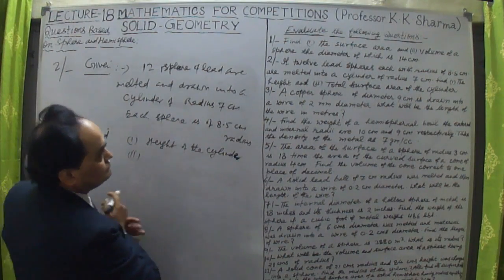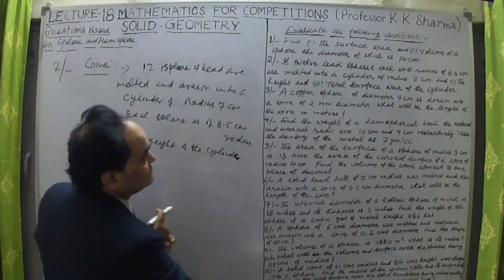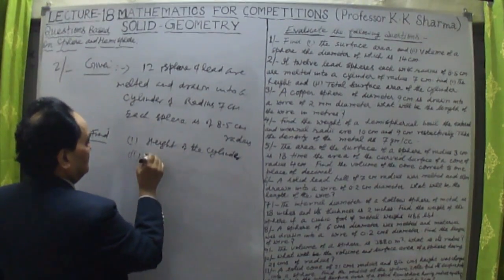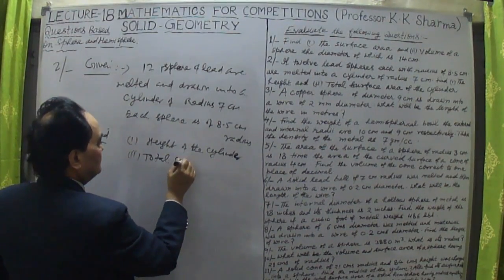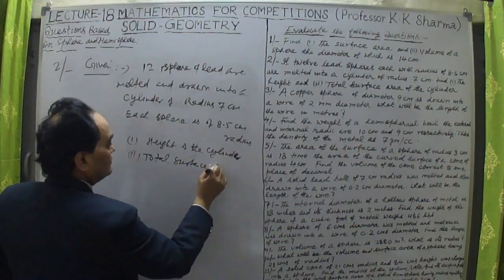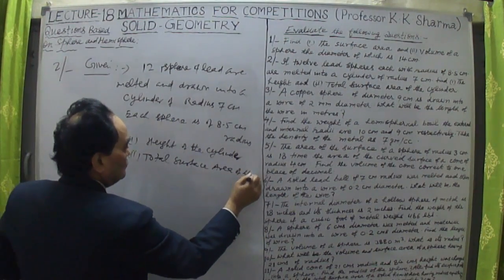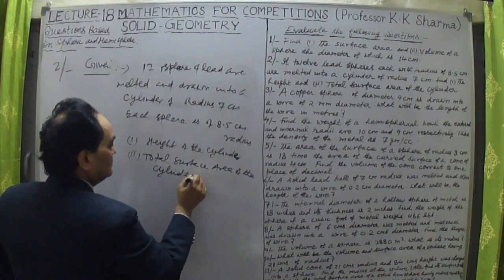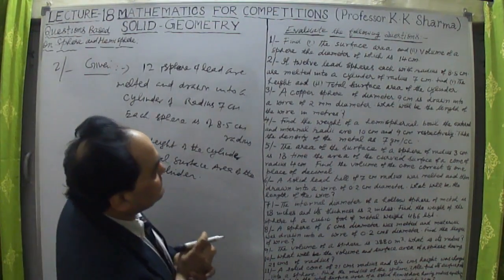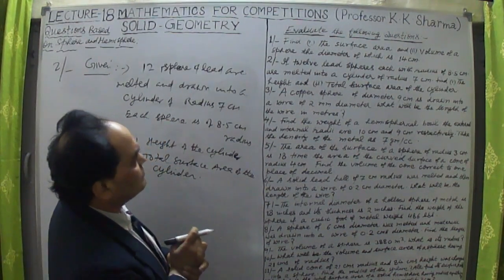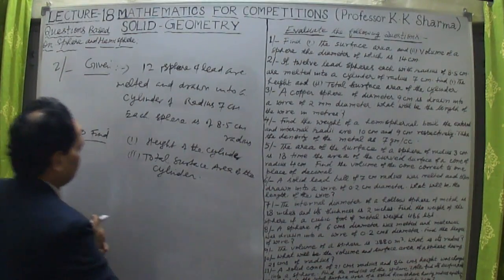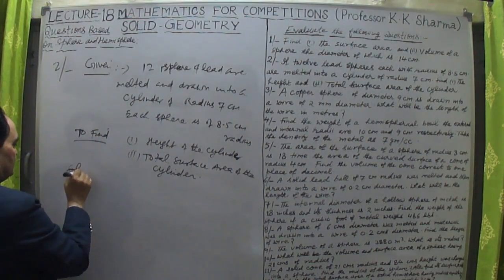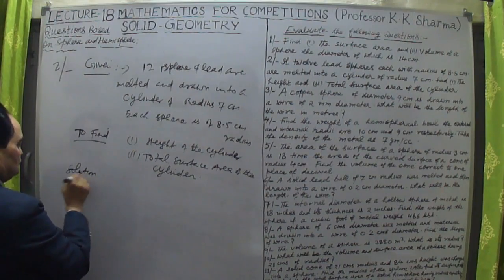Second thing, what is the total surface area of the cylinder? Second is total surface area of the cylinder. Second part, only two parts are there. No problem at all. Let's talk about this. Solution. See here the solution.